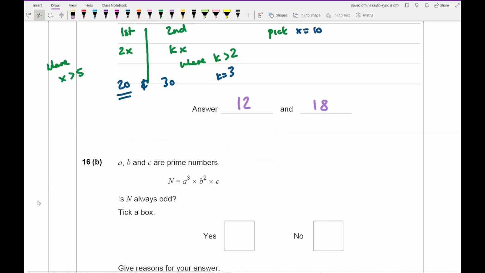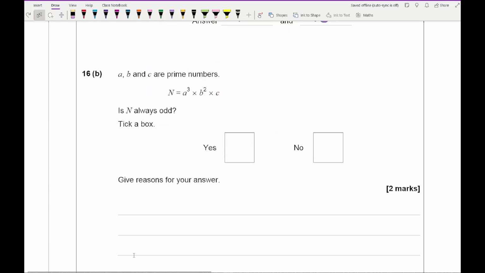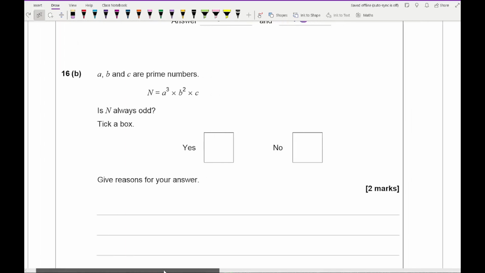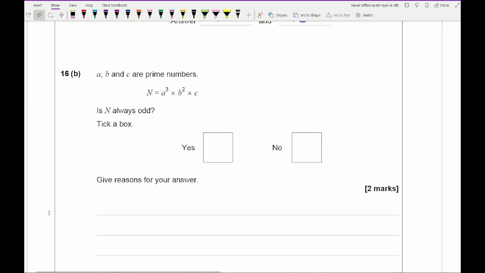Moving on to 16b, it says that a, b and c are prime numbers, and n equals a cubed plus b squared times c. Is n always odd? Tick a box. Now for this, what you want to do is either give an example, so just try random prime numbers, substitute them in and see if the answer is going to be odd. You have got your calculator, so here if I substitute, let's say, a equals 3, b equals 5 and c equals 7, I've got 3 cubed times 5 squared times 7, and I type that into my calculator.